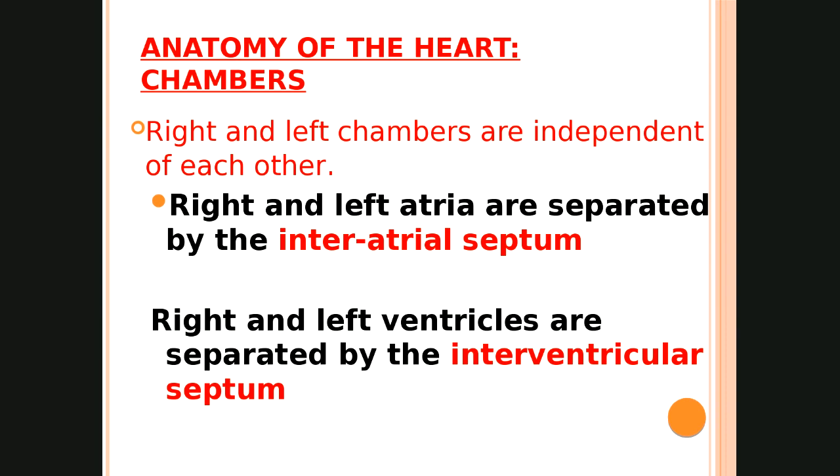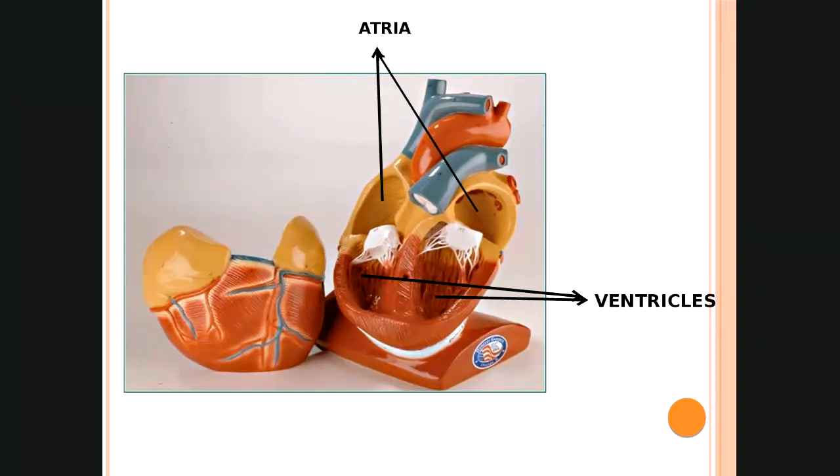Remember that the right and the left side of the heart are independent from each other. They're completely separated. The top chambers are separated by the interatrial septum. The bottom chambers are separated by the interventricular septum. This model is showing you the interatrial septum right here. The bottom septum is the interventricular septum. You can see the right atria and the right ventricle completely separated from the left atria and the left ventricle.